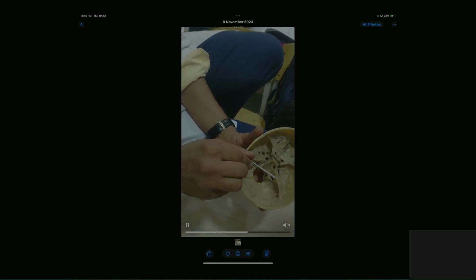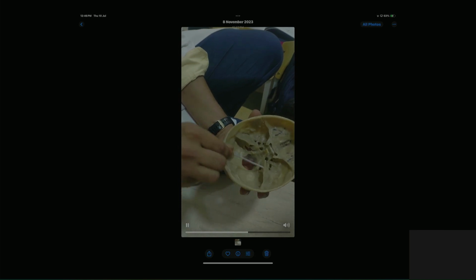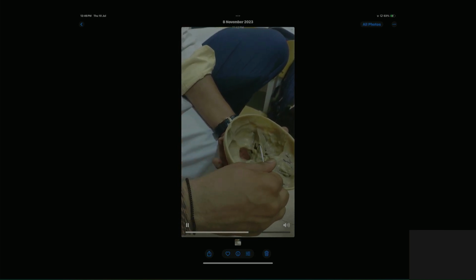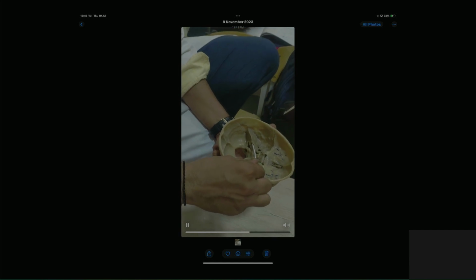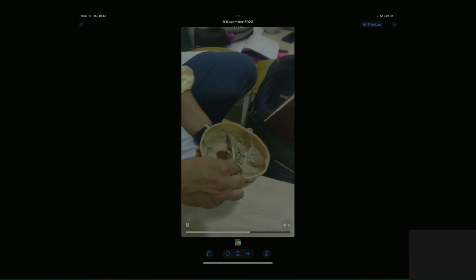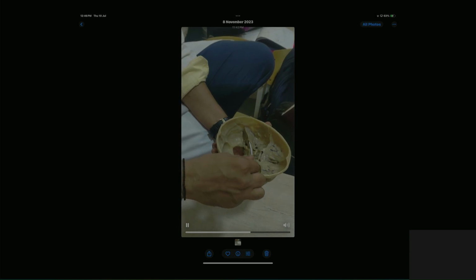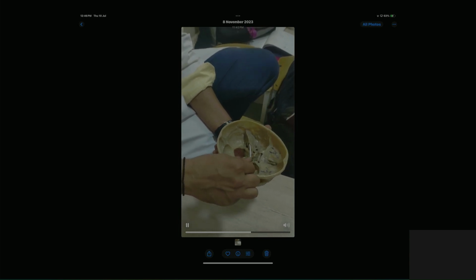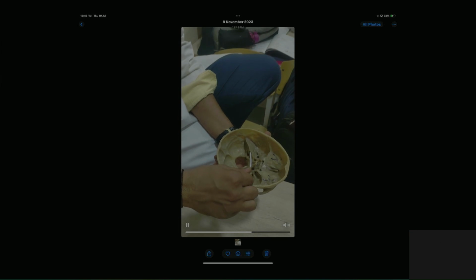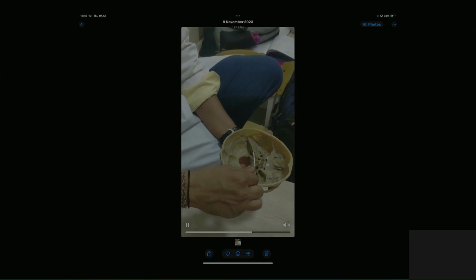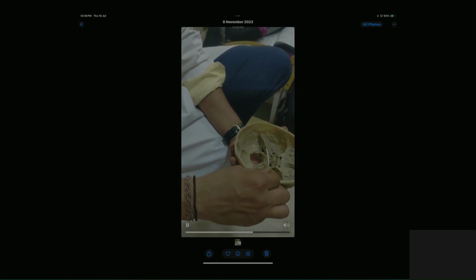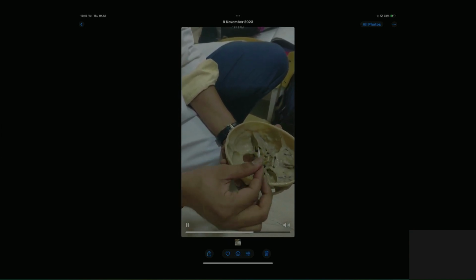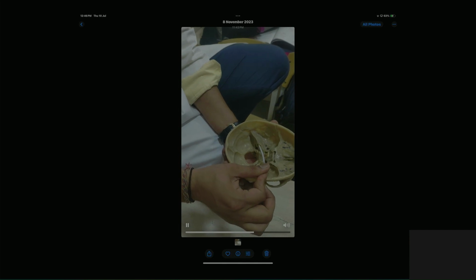After that we have the internal acoustic meatus, on both sides. From this, cranial nerve number 7. What is number 7? Facial. Number 8? Acoustic, auditory. Another name of auditory? Vestibulocochlear. So, facial nerve, vestibulocochlear nerve, and one more thing, the labyrinthine artery.